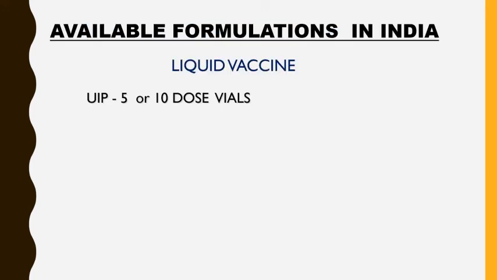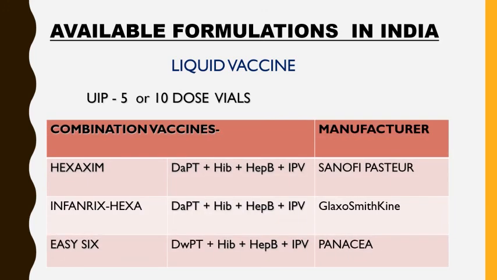Available formulations of IPV in India. It's available as a liquid vaccine. Under the UIP, it is available as a 5 or 10 dose vial. Now the available brand names are as combination vaccines, not as standalone vaccines.